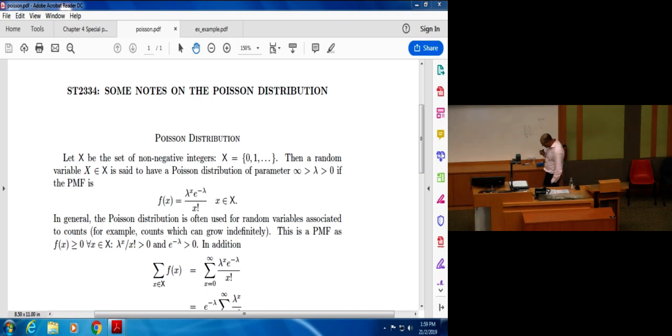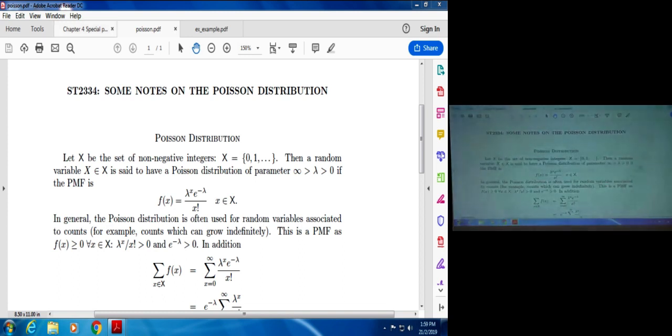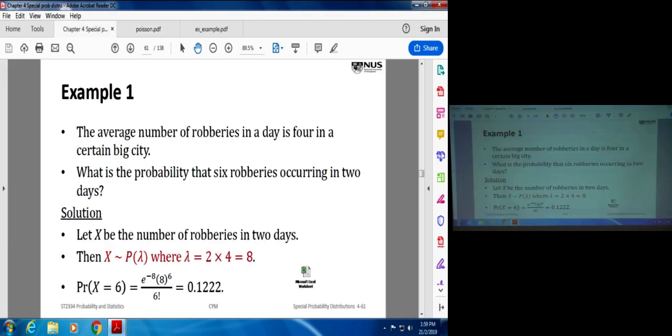Okay, so let's make a start. We were talking about the Poisson distribution at the end of last week. Just to remind you, in the main lecture notes, we're on page 61 of chapter 4.